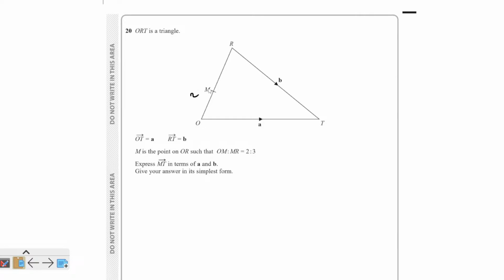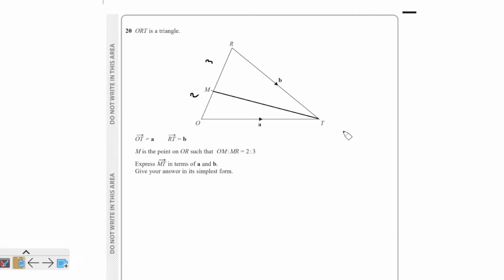So that's like 2 to 3. These aren't vectors, right? This is just the ratio, just so we can see it. Express MT in terms of A and B. So I'm obviously going to draw that line on first. So you can always draw any lines that you find helpful, that's fine. So that's MT. We want to work out that one.